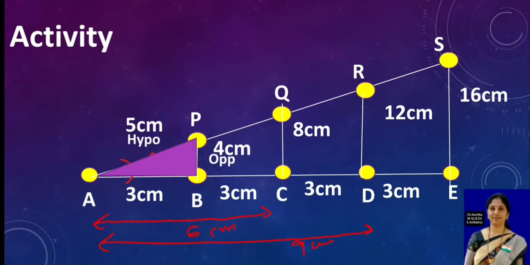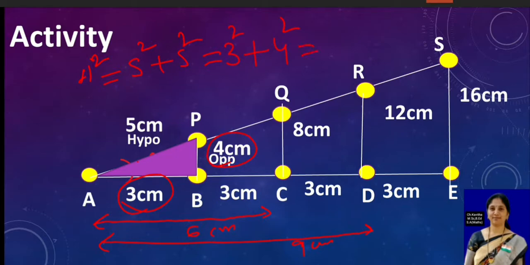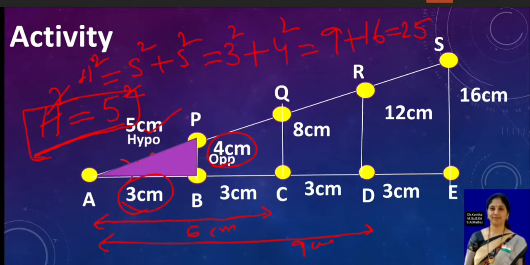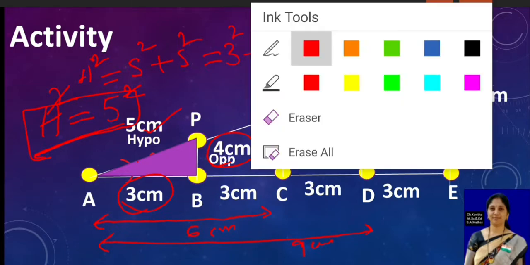Then hypotenuse. According to the Pythagoras theorem, hypotenuse square is equal to side square plus side square. So what is the side here? Here we get 3 centimeters, so 3 square, plus here we get 4 centimeters, so 4 square. 3 square is 9, 4 square is 16, so we get 25. So hypo square is nothing but 25, which is 5 square. So we get hypotenuse is equal to 5 centimeters. Like this, we can find the hypotenuse here.